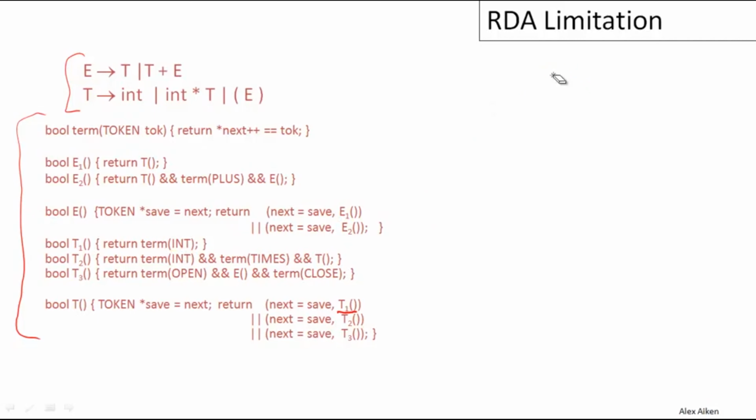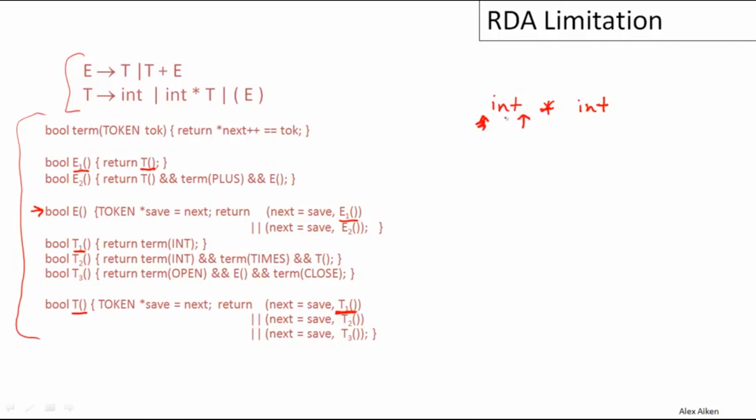All right. So now let's consider a slightly more complicated example. Let's try the input string int times int. Again, we start with the production E. The first thing we'll do is try the production E1, same thing we did last time. E1 is going to call the function T, and T is going to try the first production for T, which again is the production int. The input pointer, of course, is here, and it will try to match the first token in the input stream against the terminal int, and it will succeed.